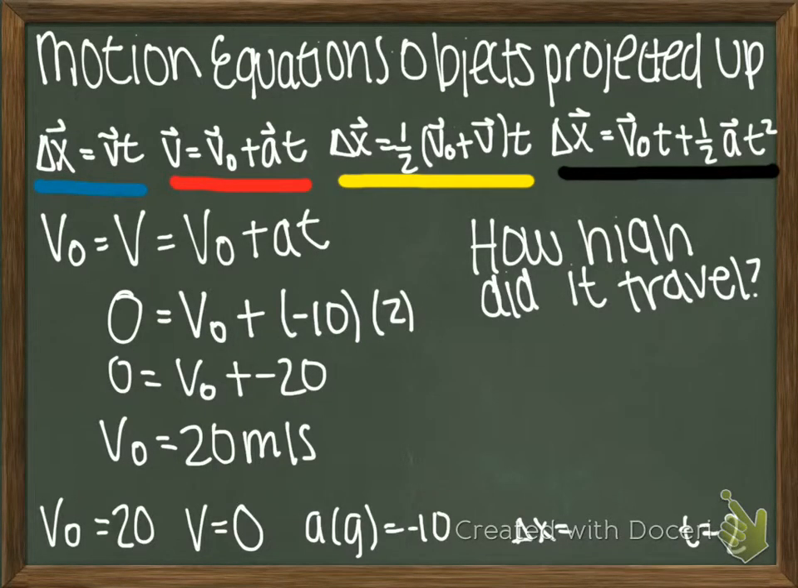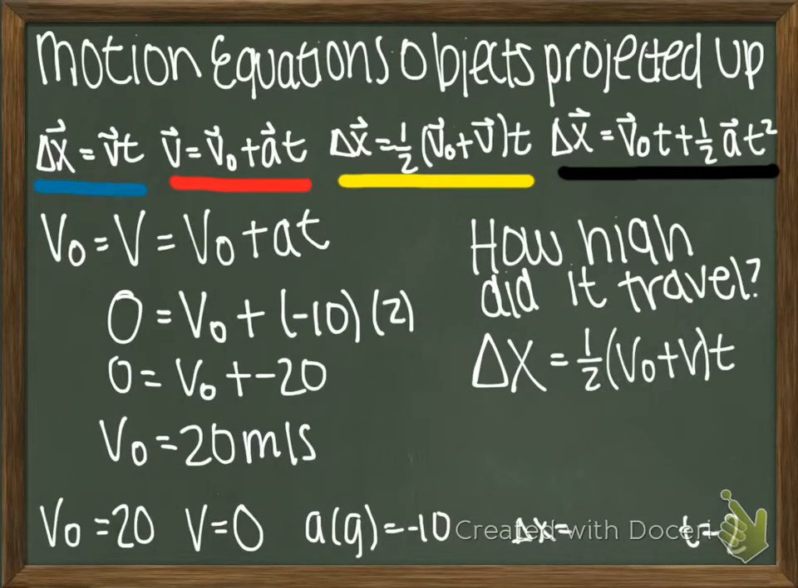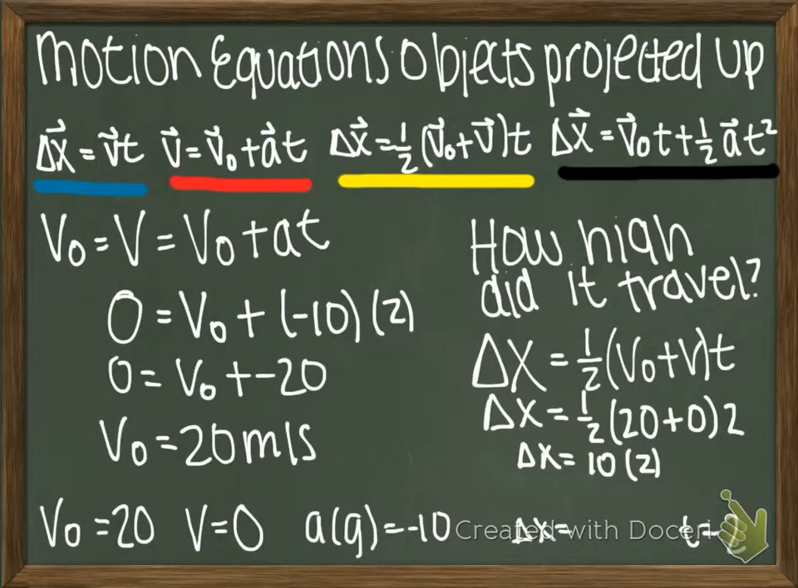How high did it travel? We can use one of the displacement equations of the two that we talked about earlier to solve this question. We can say that the change of x is equal to half of the sum of the initial and final velocities multiplied by time. Once we plug in our numbers, we get that the change of x is half of the quantity of 20 plus 0 multiplied by 2. This simplifies to the change of x equals 10 times 2, which says that the displacement is 20 meters.